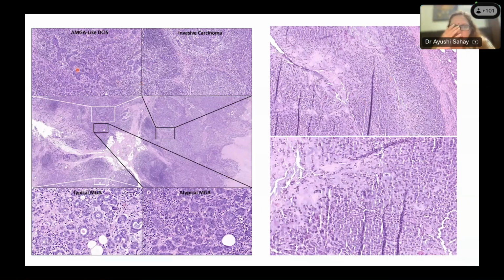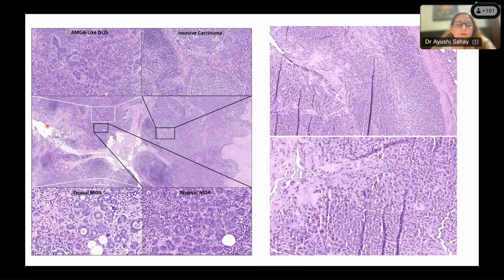In microglandular adenosis, you can also remember that you can have varying amounts of invasive carcinoma, atypia or DCIS present along with microglandular adenosis in the core biopsy. You have what is called AMGA-like DCIS, that is atypical. You have the typical microglandular adenosis that we saw. You can have areas of atypical microglandular adenosis, and then when you have these coalescent ducts without any myoepithelial cells, that is called an AMGA-like DCIS. You can have invasive carcinoma, and all of them can be present together in the resection.